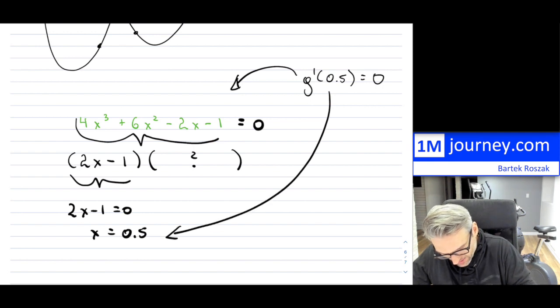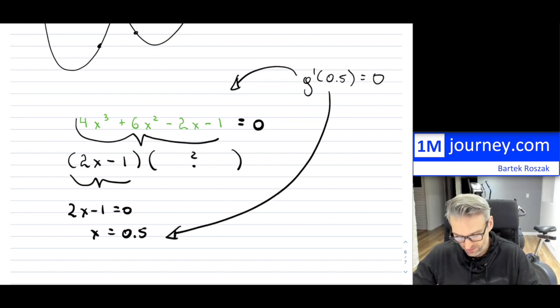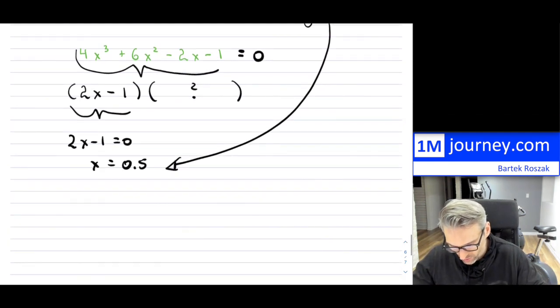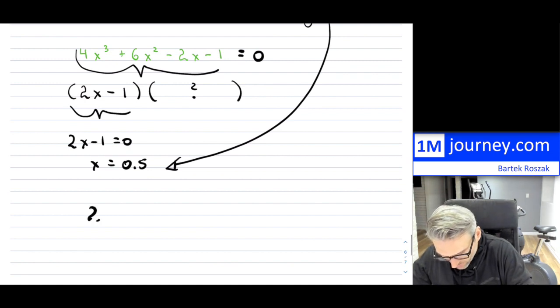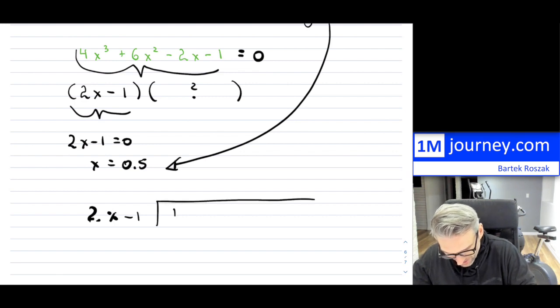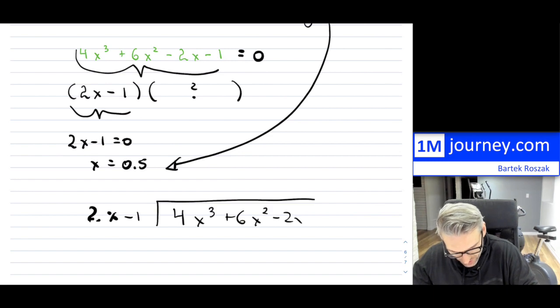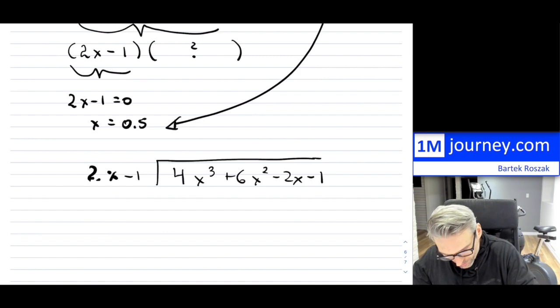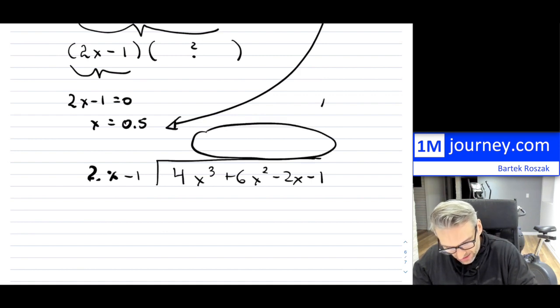That's how I got that within here. But now for the rest, I have to actually do long division. So I would have to do all of this mess. So 2x minus 1, and then I have to factor this whole thing, x squared minus 2x minus 1, and then do the whole procedure to get my quadratic in here.